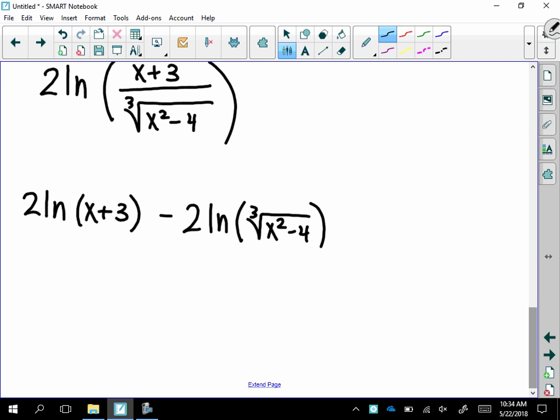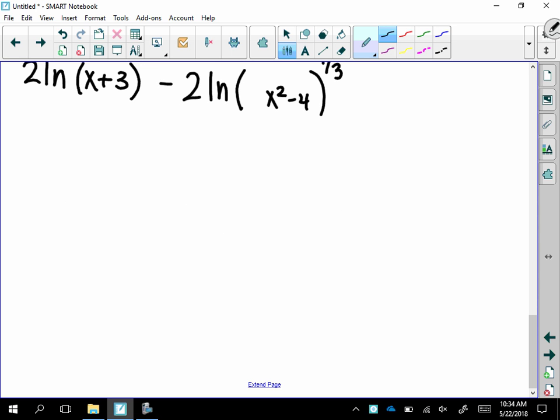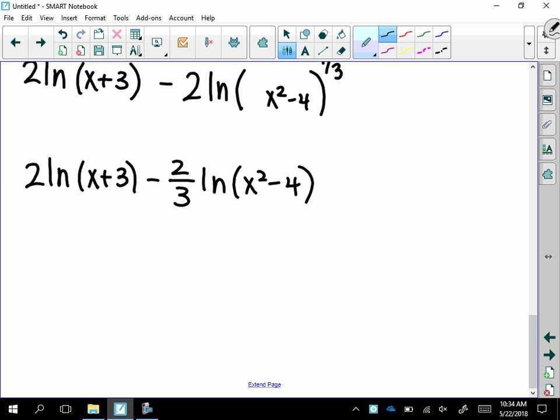What about the cubic root of x squared minus 4? Yeah, the cubic root could be rewritten as an exponent of a third. And then what can I do with that 1/3? Move it to the front. So it's going to be 2 natural log of x plus 3 minus 2/3 natural log of x squared minus 4. What about x squared minus 4? It's the difference of 2 perfect squares, which means it's factorable.